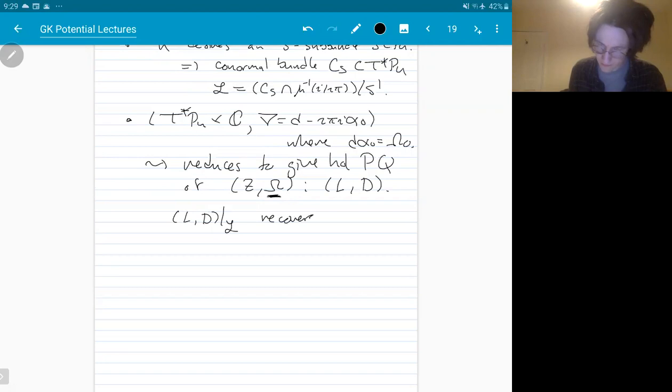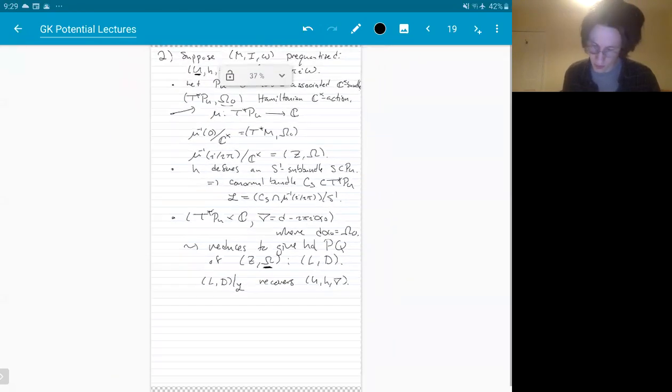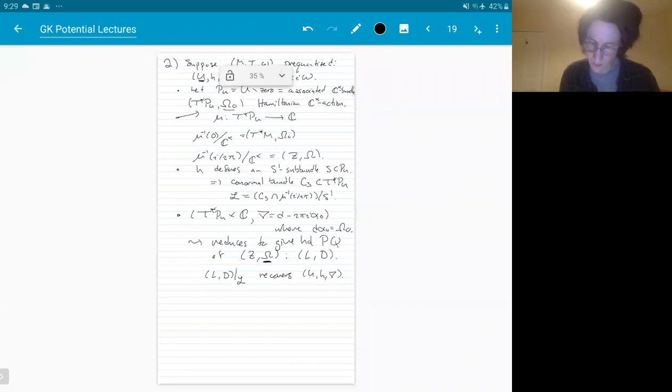What we can do then is take L_D and restrict it to L, and this recovers nabla. So the pre-quantization of a Kähler structure can also be encoded as a pre-quantization of Z.